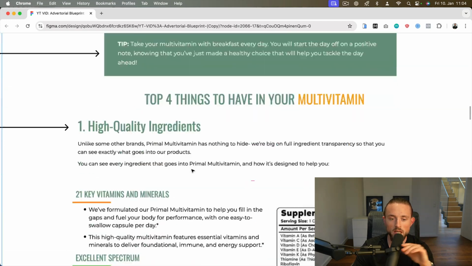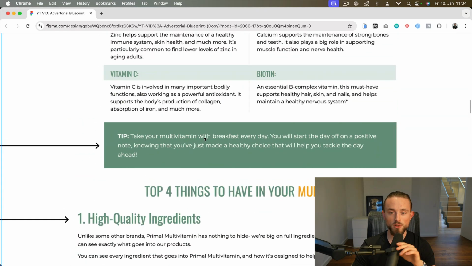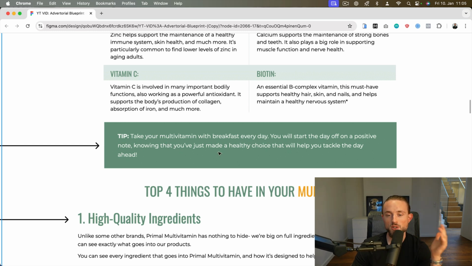We want to keep it educational. We say, hey, take your multivitamin with breakfast every day. You will start the day off on a positive note, knowing that you've just made a healthy choice that will help you take on the day ahead.